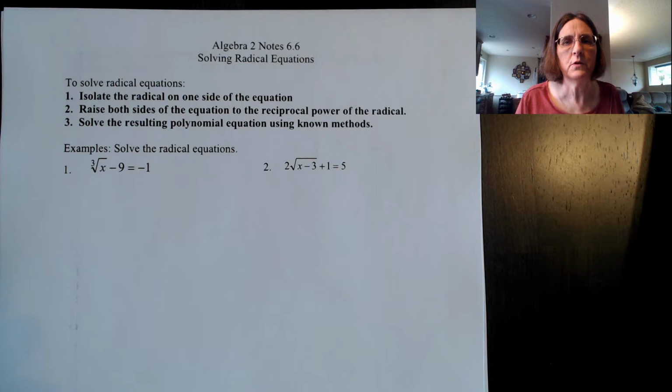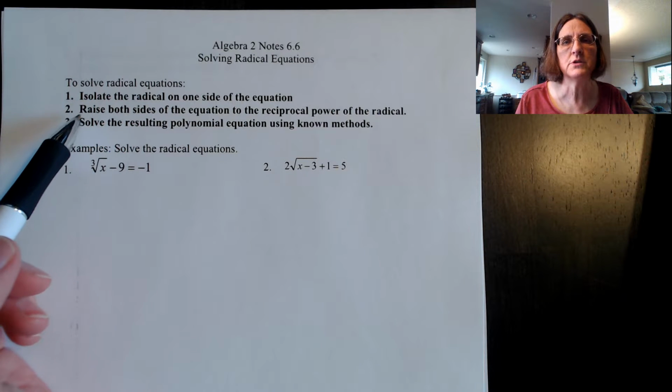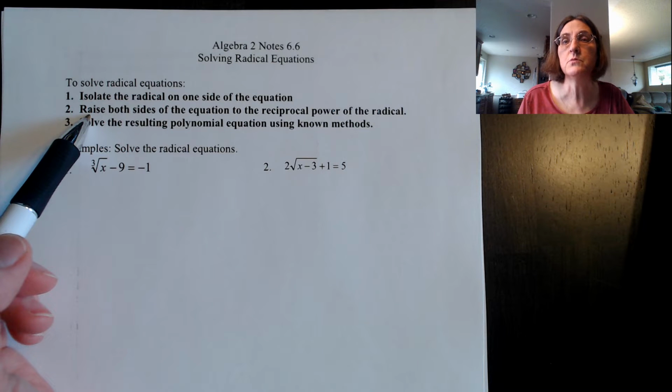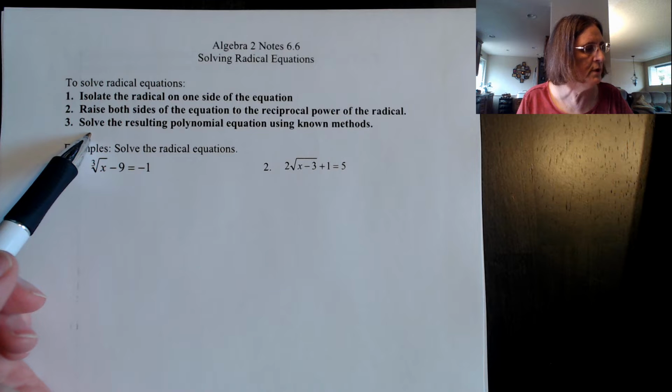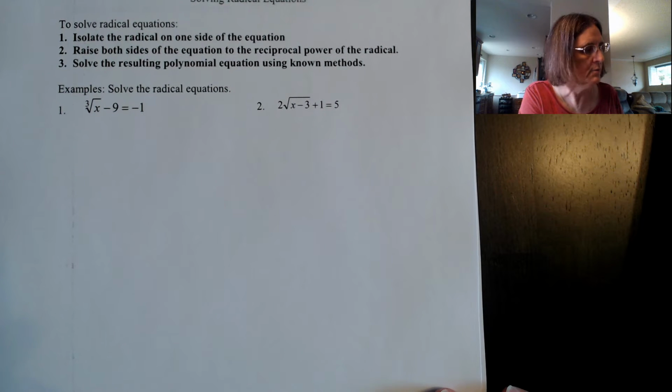To solve radical equations, we're going to look at a process in 3 steps. The first step is to isolate the radical on one side of the equation. The next step is to raise both sides of the equation to the reciprocal power of the radical. And our third step will be to solve the resulting polynomial equation using known methods. So let's take a look at our first example.